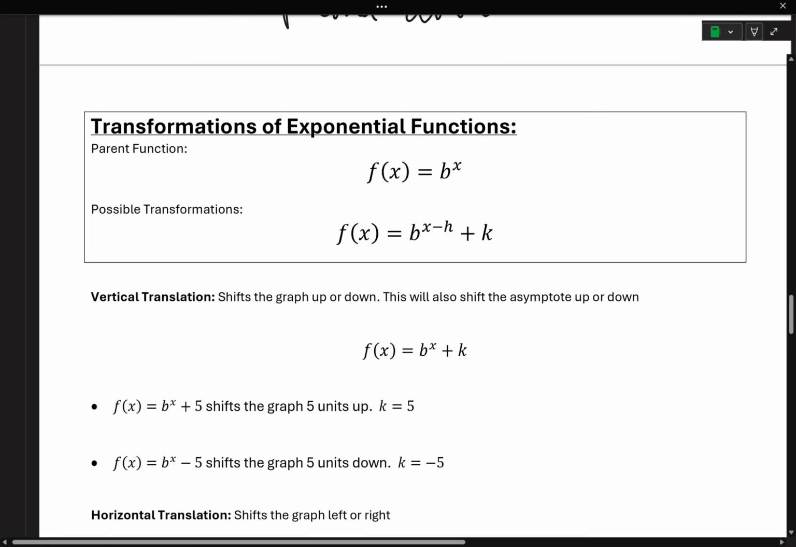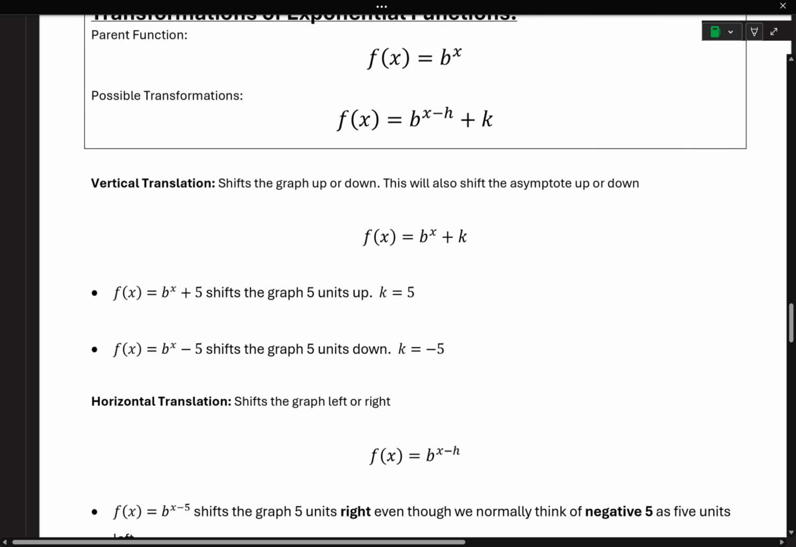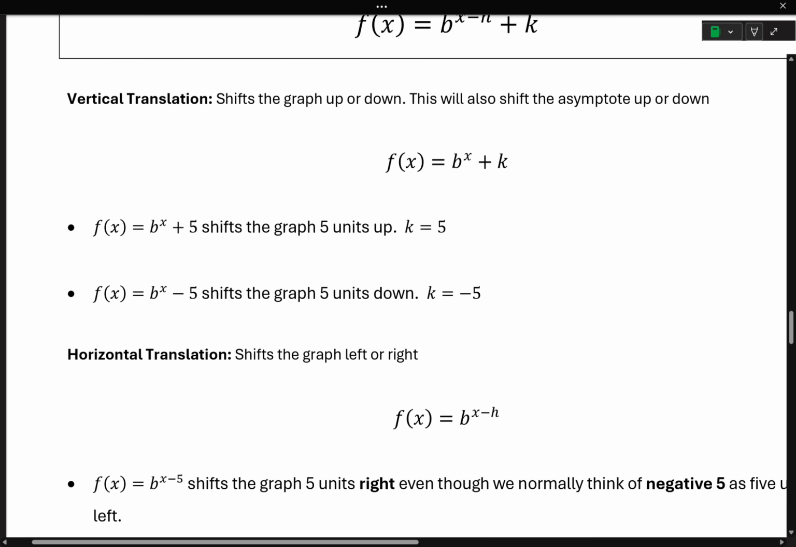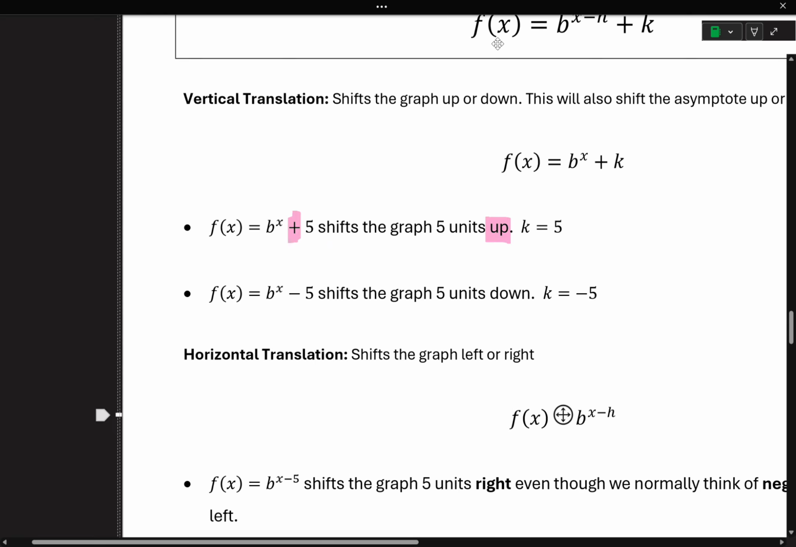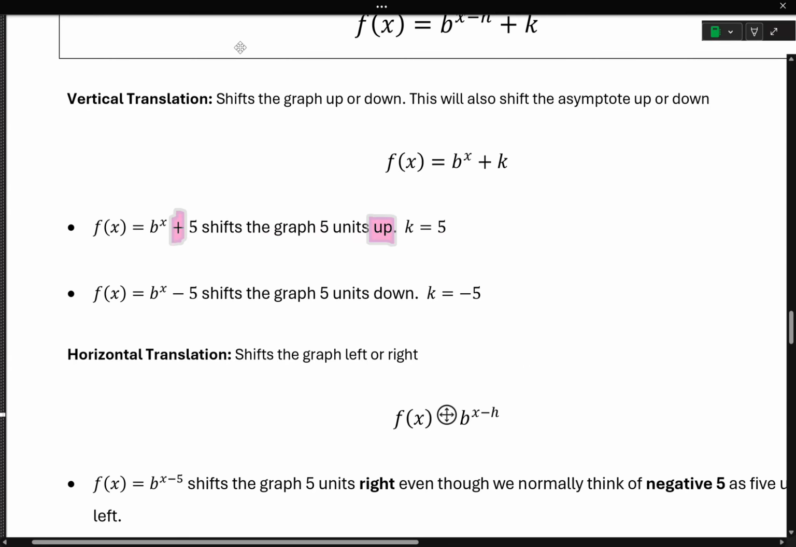All right, so here's the transformation that we just explored. The parent function is f of x equals b to the power of x, and here are the transformations. Vertical translations. This happens when we move up or down. This happens on the outside of our function. If there's a plus, we move up. If there's a minus on the outside, we move down.